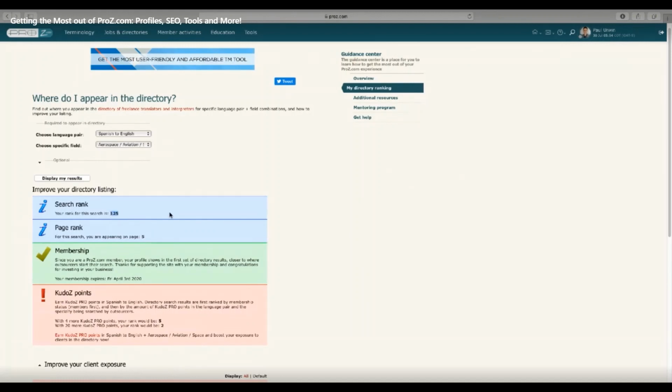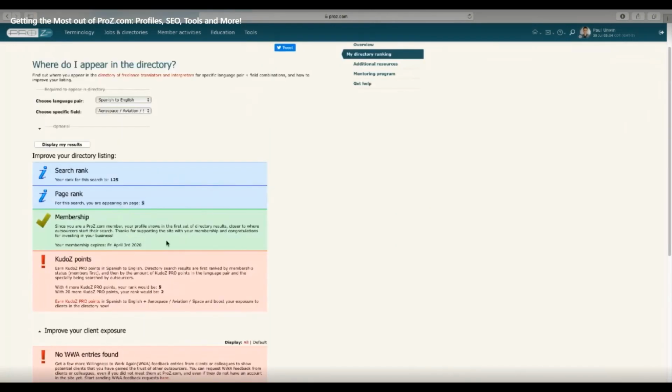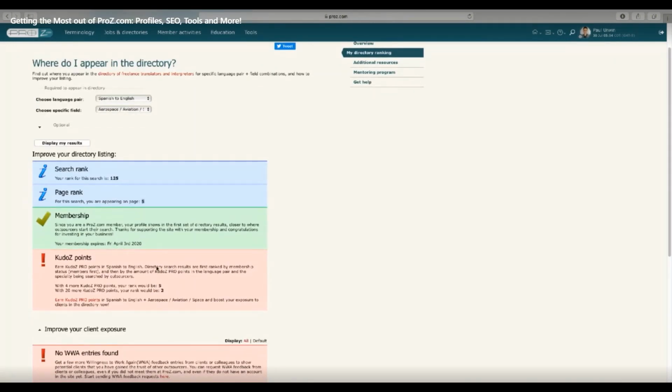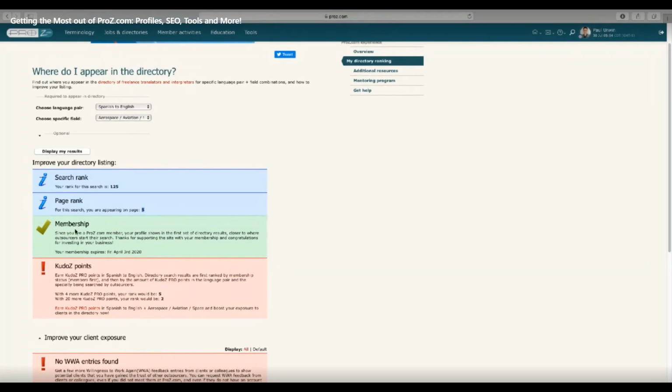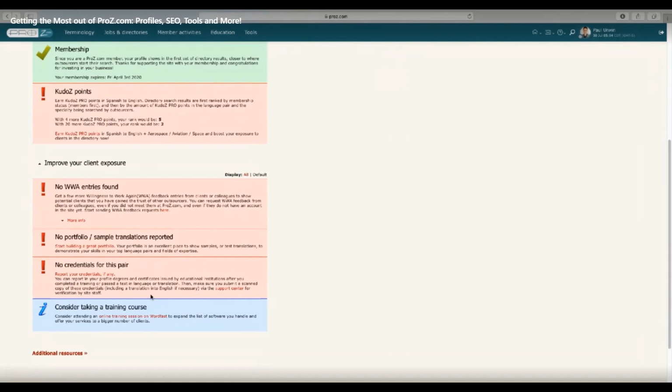Well, really, it's not that high. I'm appearing on page 5. And most people are going to be looking for an outsourcer perhaps on page 1 or page 2. So really, a lot of improvement can be done with this particular profile. And it shows you really clearly the good points and the bad points, or the points that you can improve. So, for example, membership, big tick there. But when it comes to these other areas, these are areas that can be vastly improved.